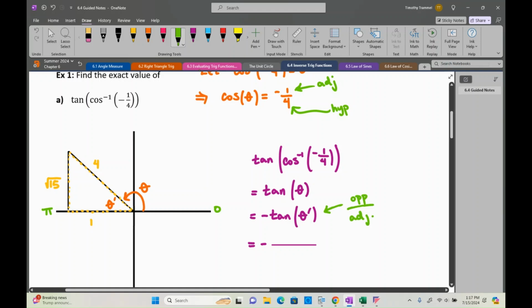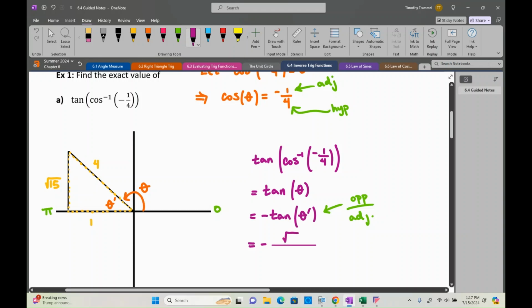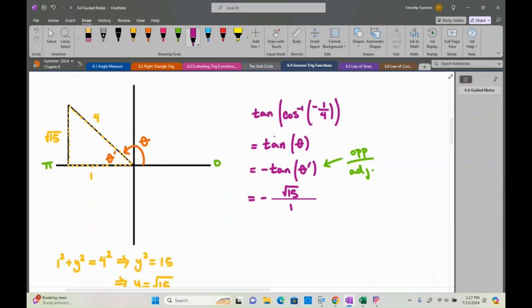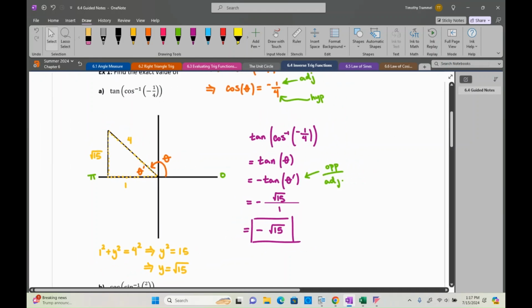Okay. So if we take the opposite side here, that's this root 15. So I can write that in here. And then I want to divide by the adjacent side, which is just that 1. Okay. And then from there, this is just going to be equal to minus the square root of 15. And that right there is our answer. It took us a bit of work, but we did get there.